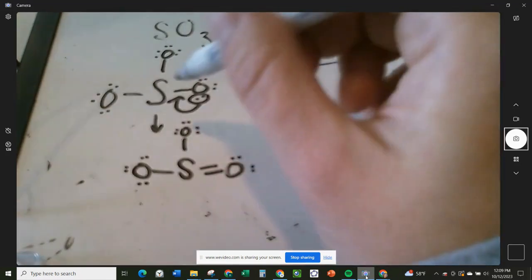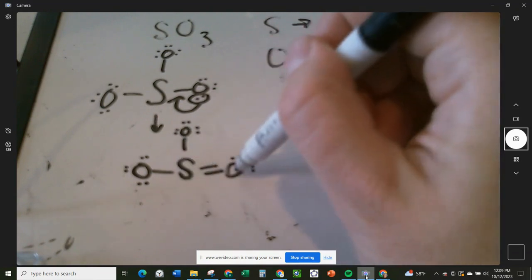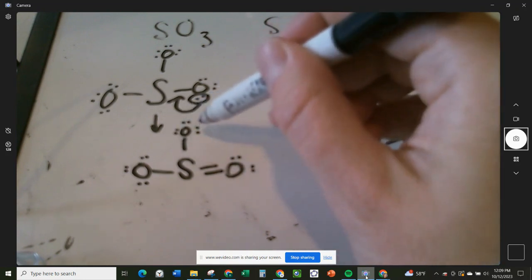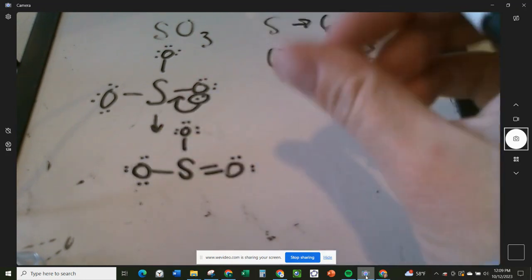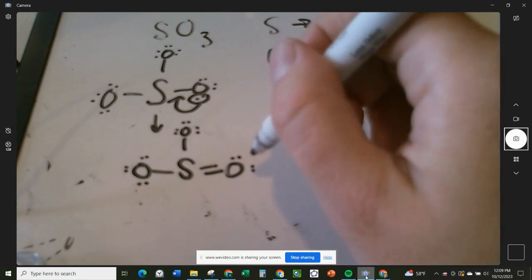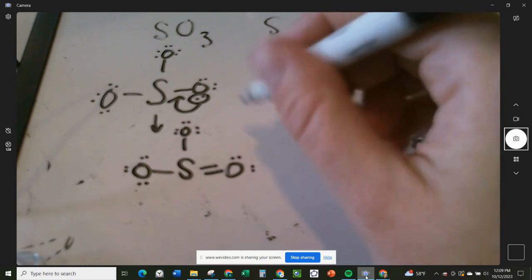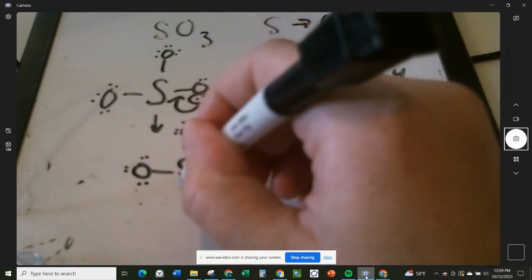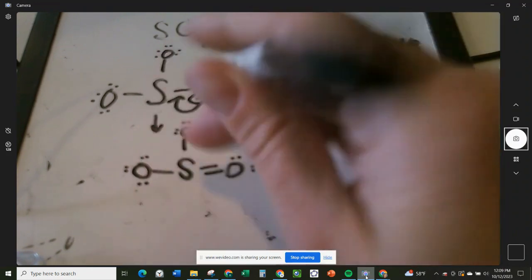Okay, so now sulfur has 2, 4, 6, 8. This oxygen has 2, 4, 6, 8. This oxygen has 2, 4, 6, 8. 2, 4, 6, 8. So this is our Lewis structure. So the next thing that we need to do here is count the electron groups. So if it's a double bond, that only counts as 1 electron group. So I'm going to look at my central atom, sulfur.